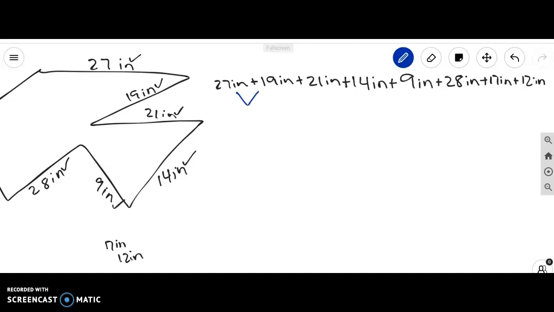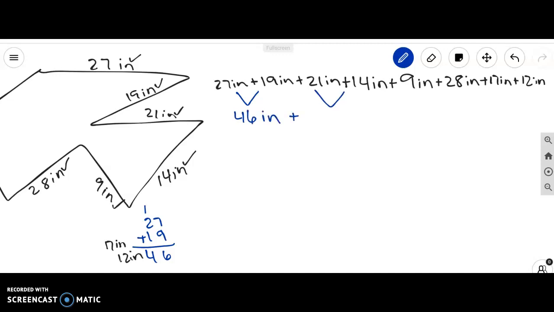So we have 27 plus 19. You can do it in the bottom in the white space. So we have 27 plus 19. 7 plus 9 is 16. 6 down, 1 up. That's 4. So we have 46.